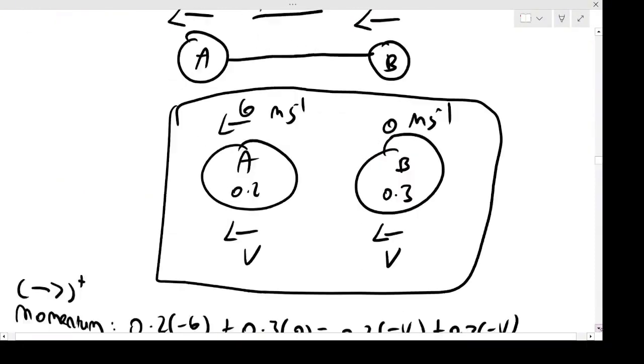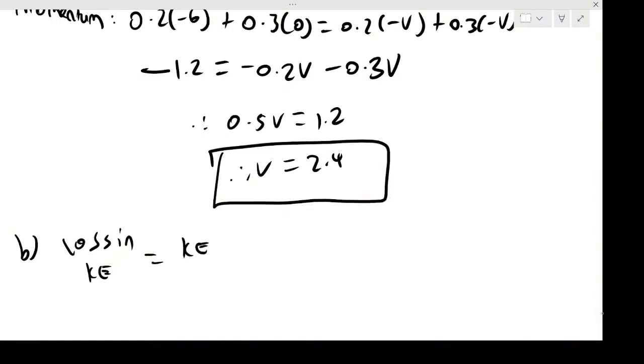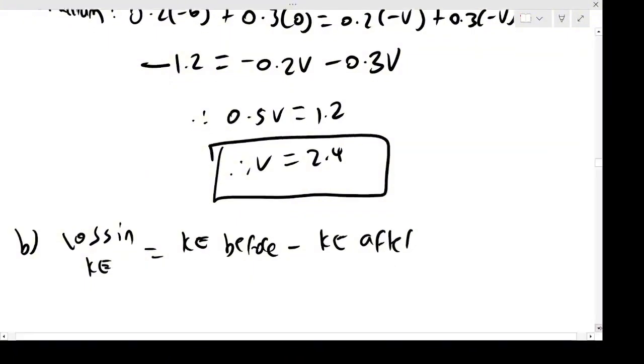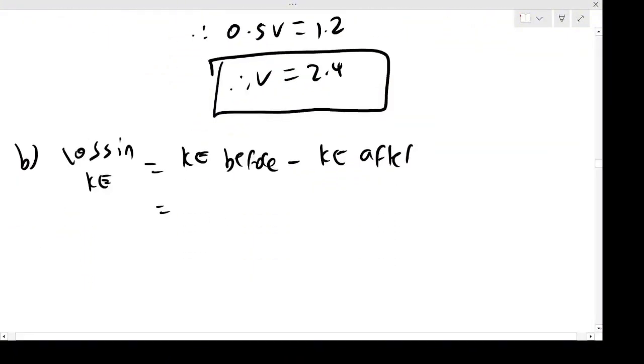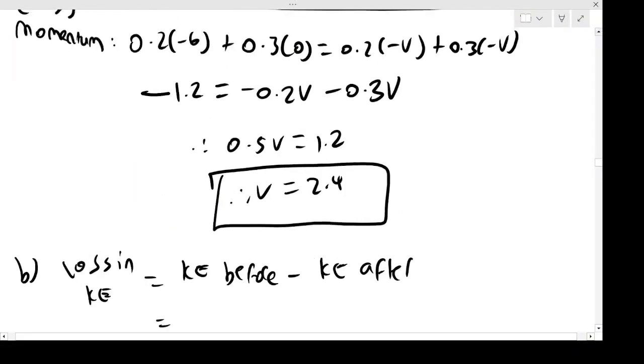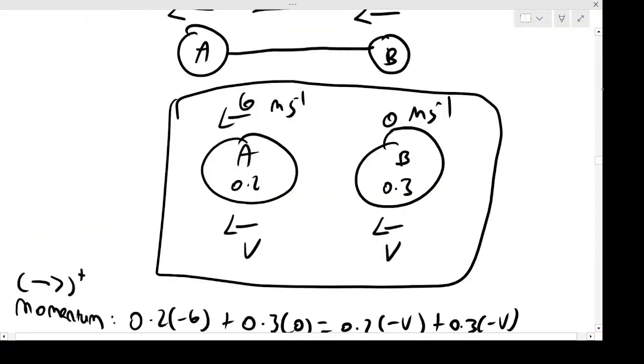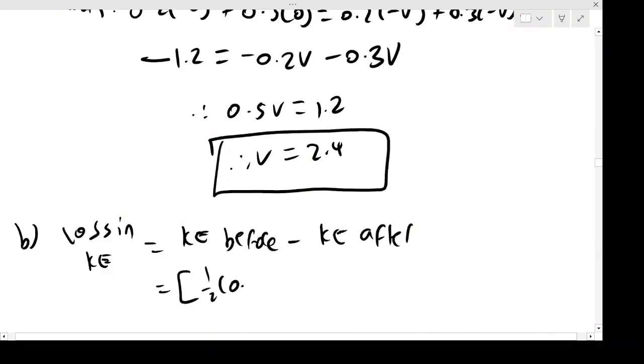Okay, so again, now we're going to do the normal thing. So that's going to be the loss in kinetic energy. It's going to be the kinetic energy before, take away kinetic energy after. Again, if you were to do it the other way around, it wouldn't be a huge deal because you should just get a negative answer. So then you'd have to make it positive to get the loss. Anyway, so the kinetic energy before. So before the collision, obviously we can see for A it's 6. So it's going to be half times 0.2 times 6 squared.